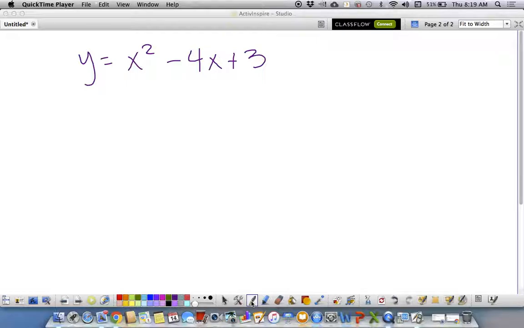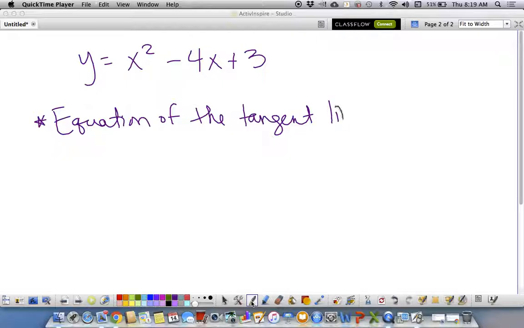Okay, we're good. So what I want to know is, what is the equation of the tangent line at x equals 3? So we need to find the prime. I'm going to write what we want. We want to find the equation of the tangent line at x equals 3. Okay, that's what we want.